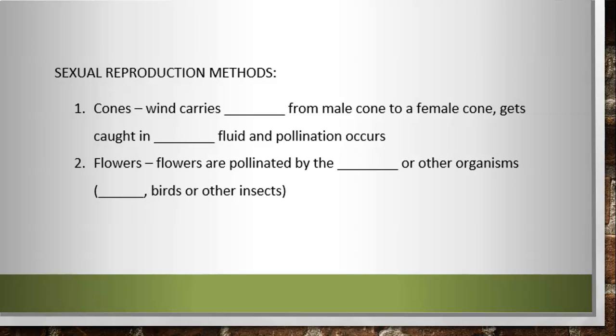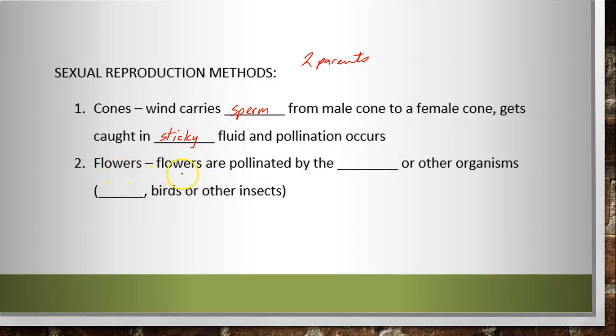Now, if we take a look at sexual reproduction, these again all involve two parents, right? And that can be cones or flowers, but the idea is essentially the same. The wind carries the sperm gamete from a male cone to a female cone and gets caught in a sticky fluid. We call that an angiosperm.